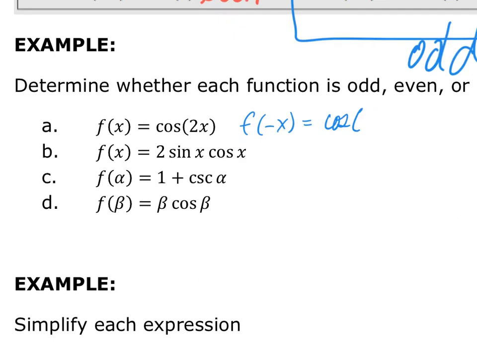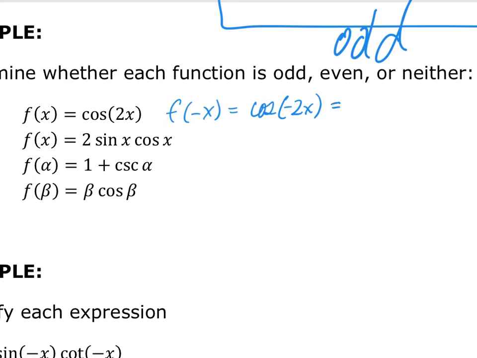Okay, so I'm asked to put in a negative x into the function on the first one, and so f of negative x is the cosine of negative 2x. But we know that cosine is even, so this is just going to be the cosine of 2x, so this function is even, because the sign didn't change. How was that?